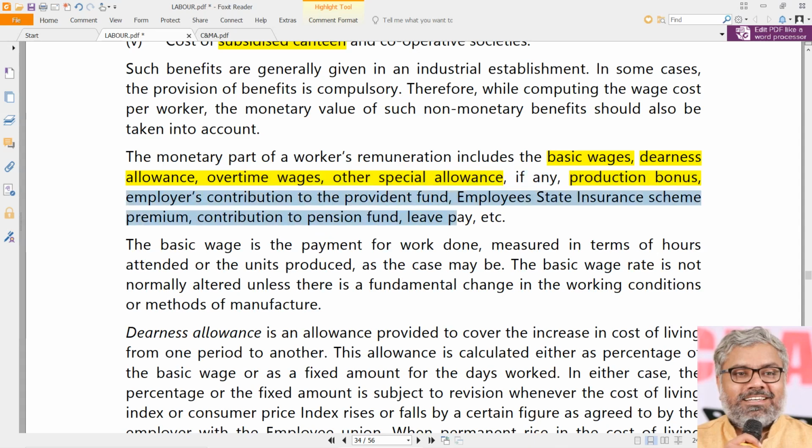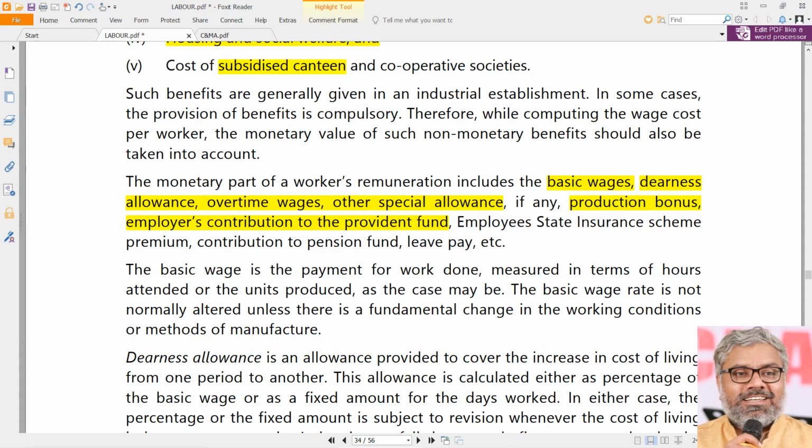Employers' contribution to the provident fund can be there, which is also part of the cost to the company, CTC. Same way, the employees' state insurance scheme premium might be paid by the employer. That is also cost to the company.